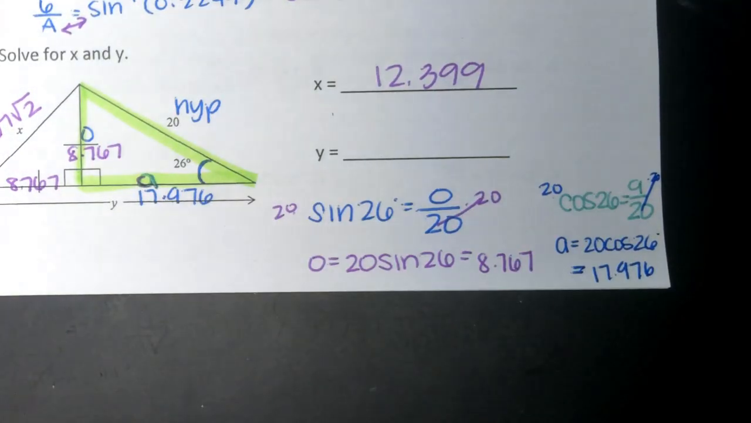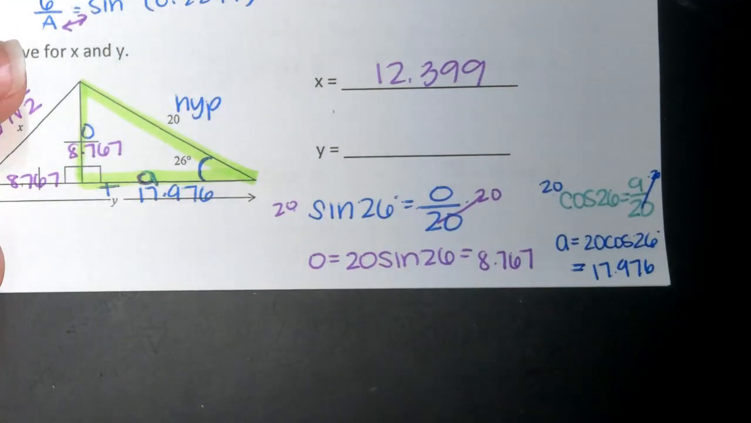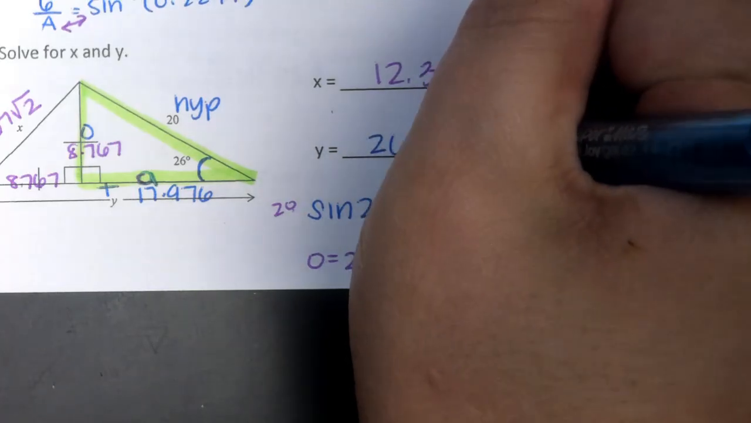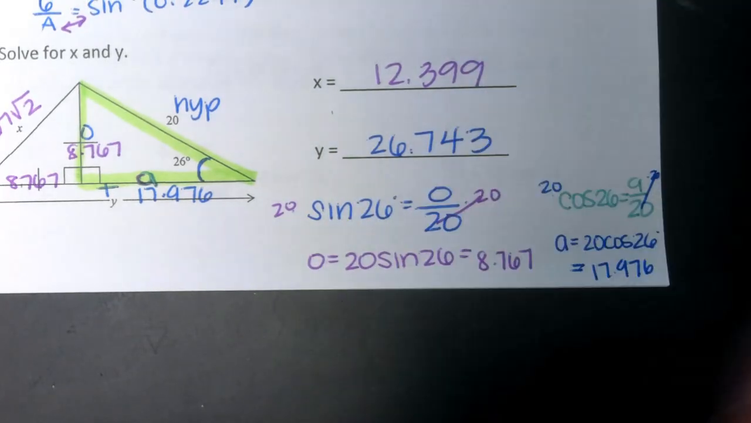How am I going to find y? Add them together. So in my calculator, because I set it up, I'm just doing O plus A, and that's going to give me 26.743.